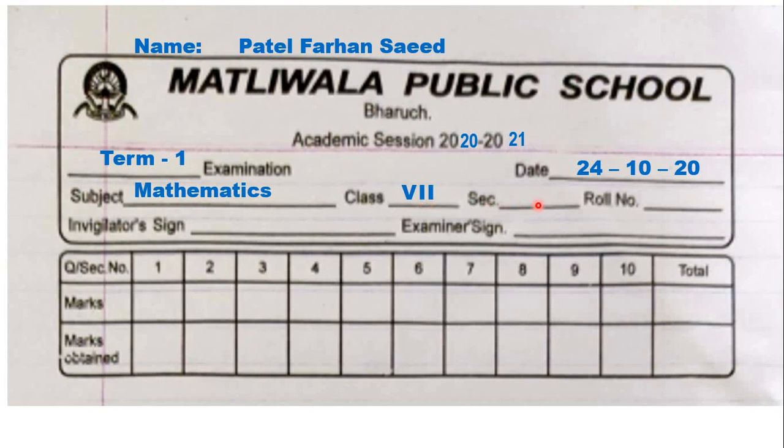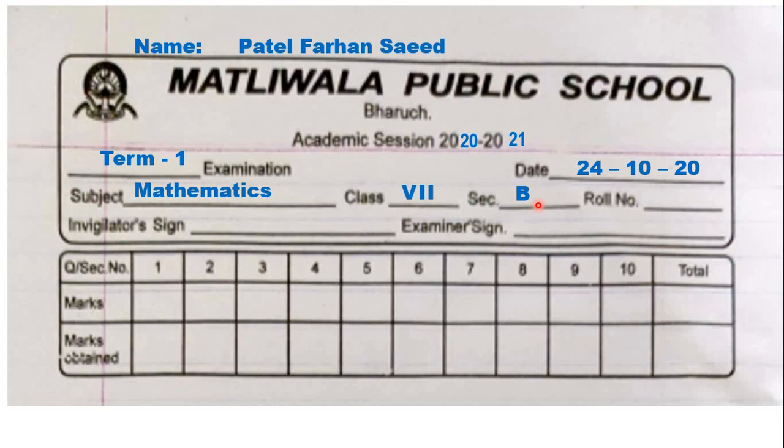Now, section. If you are in B section, D section, or C section, whatever section has been given to you, you will write that section. As you know, A, B, C, D, E, F, all sections are there. Suppose you are in section B, so you write down B over it.